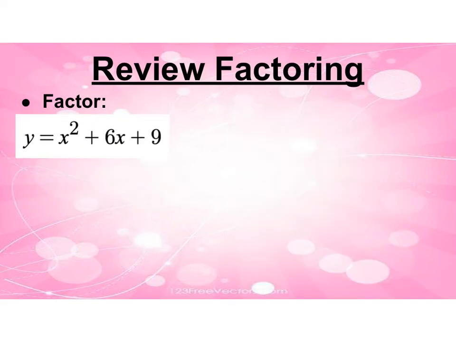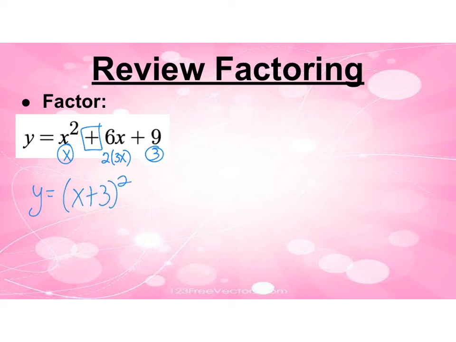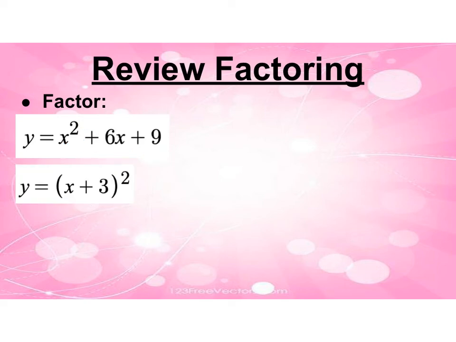Let's factor this one. This is a perfect square trinomial. I know that because my first term is a perfect square. My last term is a perfect square of 3. And when I double that, I get 6 in the middle. So if I use my sign of B, this is going to factor to X plus 3, whole thing squared. Let's see what happens when we graph this.